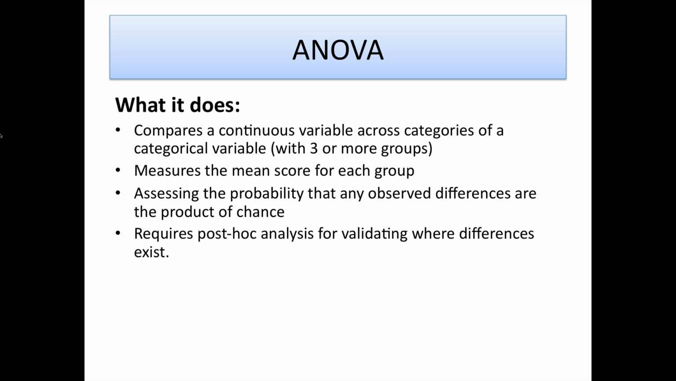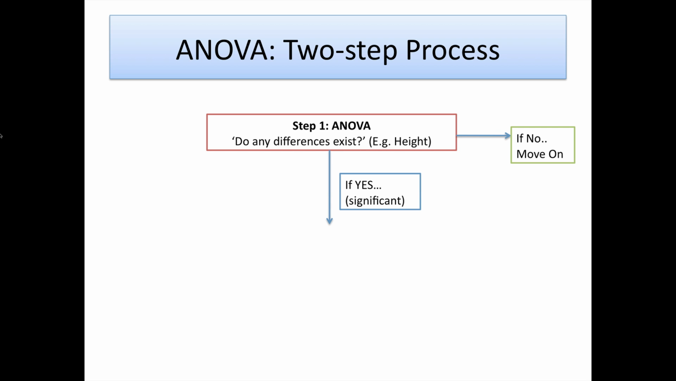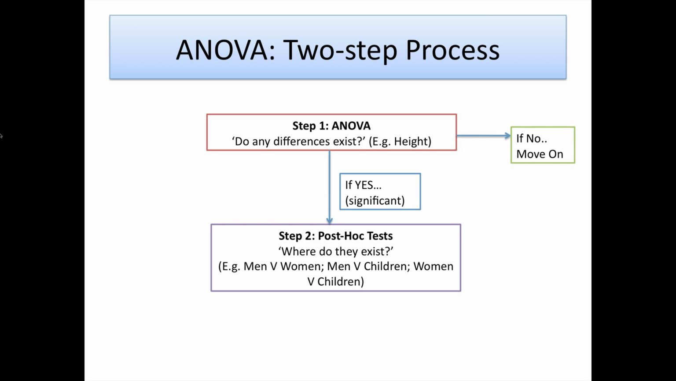Where we find that there is a difference between our groups, we require post-hoc analysis for validating and identifying where those differences exist. So it works in a two-step process. Firstly, we ask the question, do any differences exist, say, in height between three groups of age group? If we find out that the answer is no, we move on to a different test. We test this by doing an ANOVA test. But if we find out, yes, there is a significant difference and therefore we have to reject our null hypothesis, we do post-hoc tests. So where exactly do they exist?